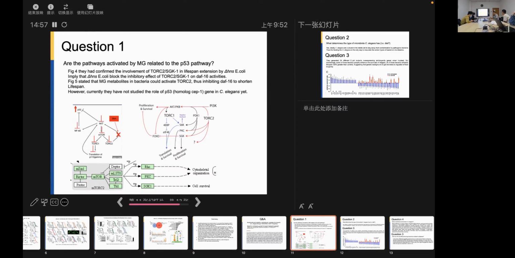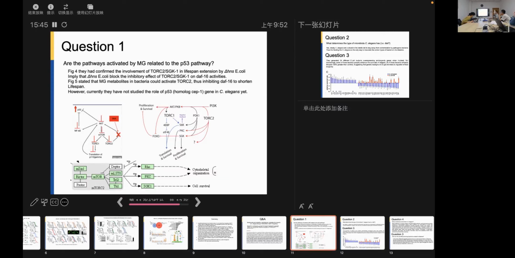So the TORC SGK1 pathway is actually a different pathway from the P53, which has the homolog CEP-1 gene. Excuse me, you're referring to the scheme here? I'm just saying there is a scheme here with P53. But right now in this paper, they have not claimed anything about P53 yet. Why is this reading so confusing that there is like activatory?